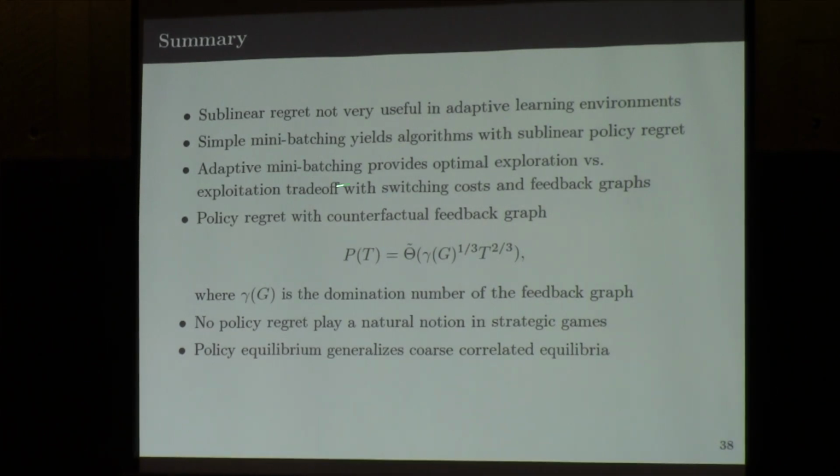Furthermore, if we do adaptive mini-batching, it gives us an optimal trade-off between exploration and exploitation when we also consider feedback graphs. And for policy regret with counterfactual feedback graph, the minimax regret is given in terms of the domination number of the graph to the 1/3 and T to the 2/3. Finally, in game settings, we argue that the no policy regret play is a natural notion. We should always take into account how the adversary, or the opponent, will react if we deviate from our strategy. And it generalizes coarse correlated equilibrium.